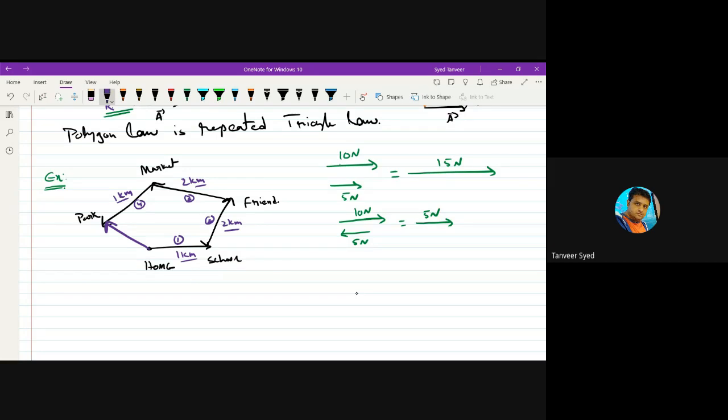So you are following 4 different paths of different magnitudes and different directions. Ultimately, how far away are you from your home? This is the distance, displacement.